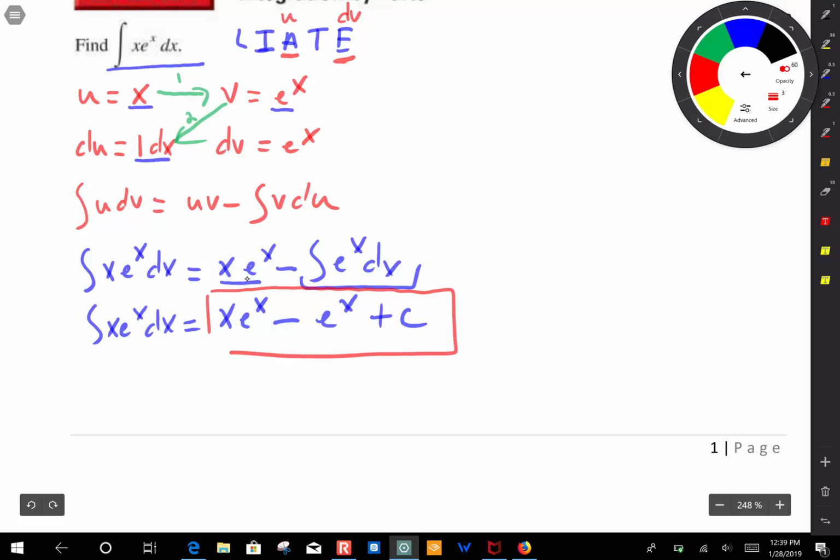I took the integral of x e to the x dx, and it is equal to x e to the x minus e to the x plus c. That's my answer. All right, this is how you do example 1.